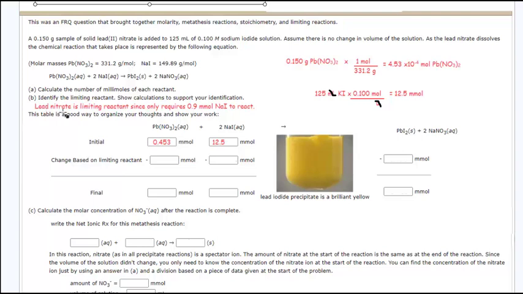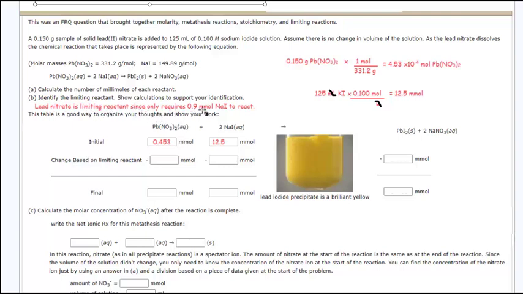Readers constantly say that they feel so bad sometimes grading papers because they see a student has done the calculations but did not directly answer the question, and they can't give you a point if you don't directly answer the question. So think about that every time: did I answer this question? Here it is. Yes, lead nitrate is the limiting reactant, period.